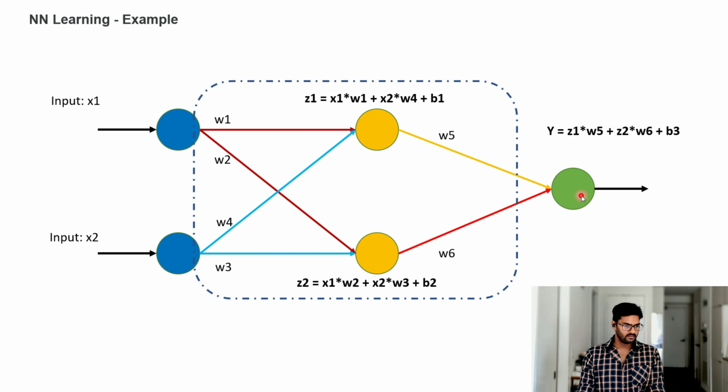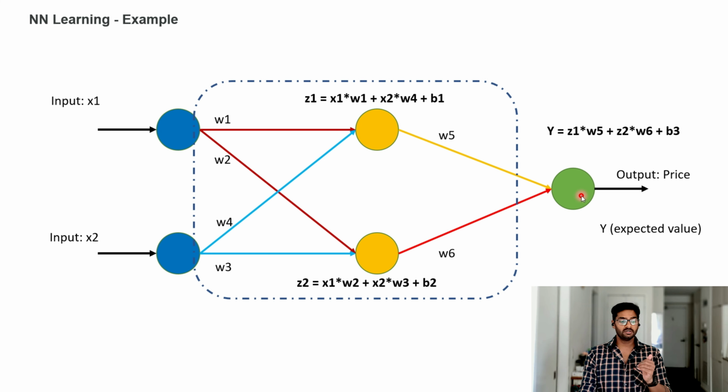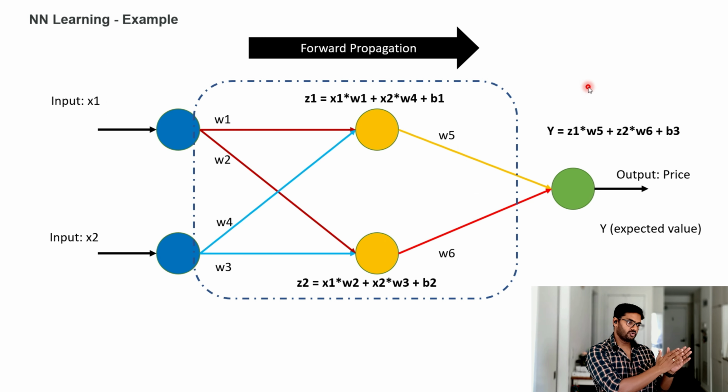Okay. So once this network calculates all the values, which is Y, that would be the output that this neural network provides. And all of this is called forward propagation. What this means is we give an input, the network will calculate with the weights and give an output. So this is called forward propagation.